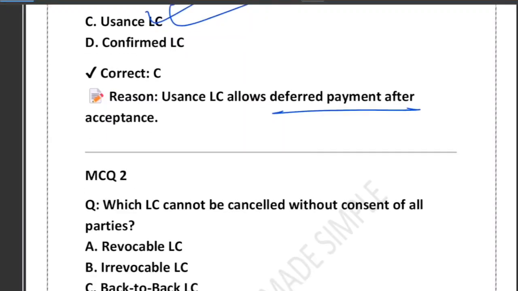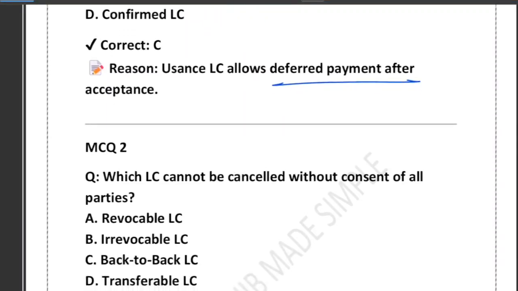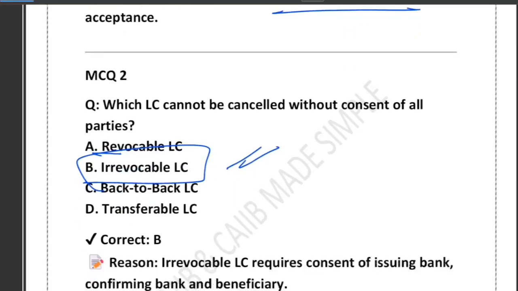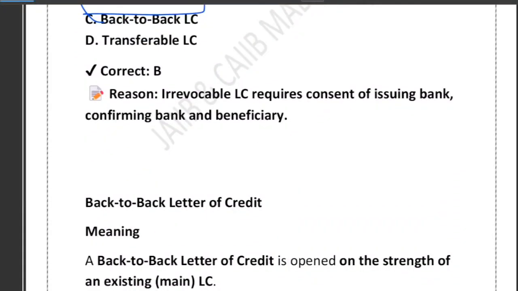Next question: which LC cannot be cancelled without the consent of all the parties? So that's irrevocable. See, revocable means it can be cancelled. Irrevocable means you have to take the consent of all the parties before cancelling it, right? So I hope this is clear till now.